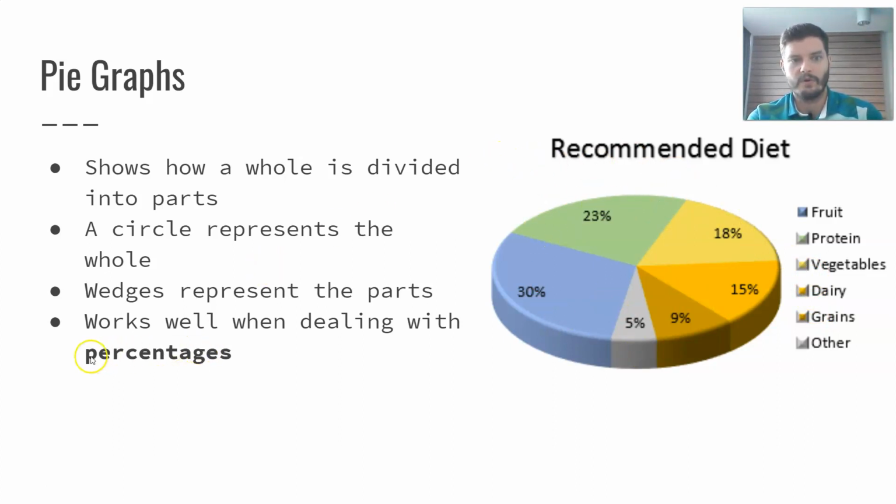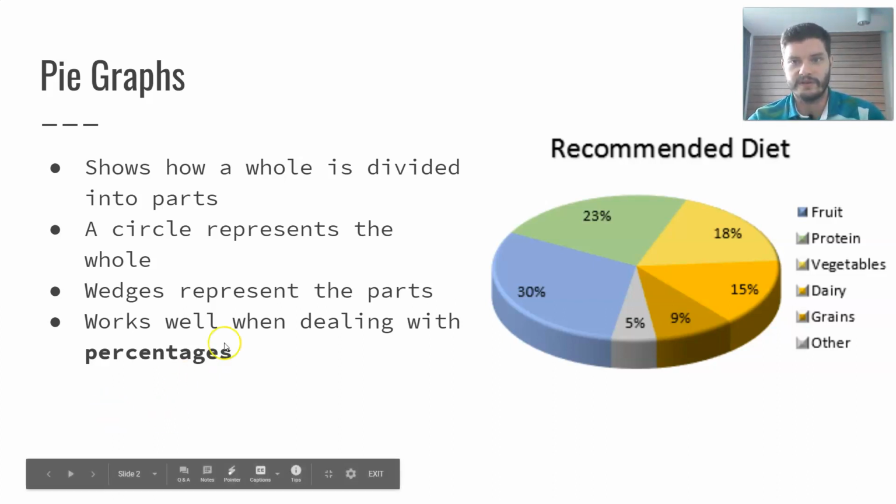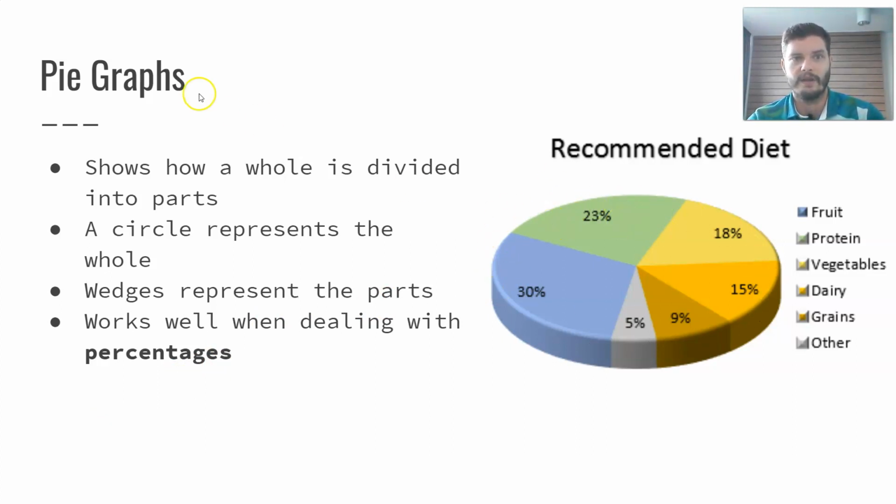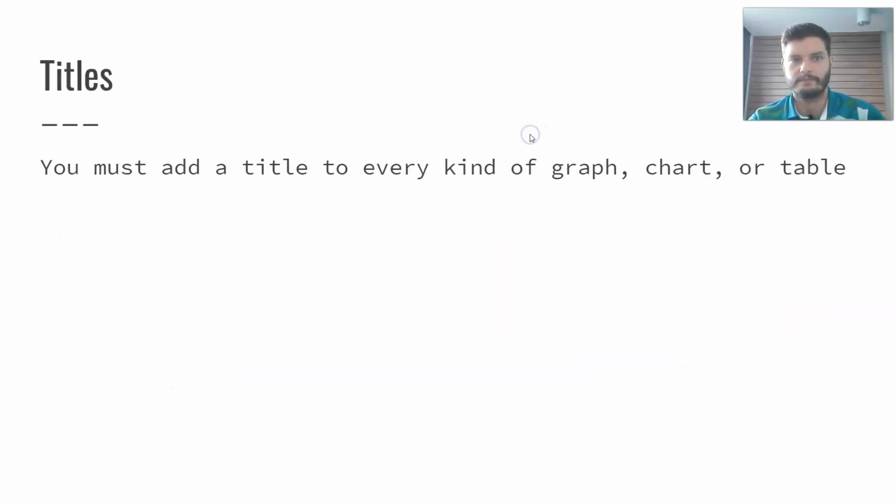Now, I bolded the key words in my slides. So if I give you a question, and in the question it says, please organize this information in the appropriate way, or something along those lines, and I give you percentages, you know that those percentages are part of a whole, so you should represent that information using a pie graph. So percentages is the key word here.